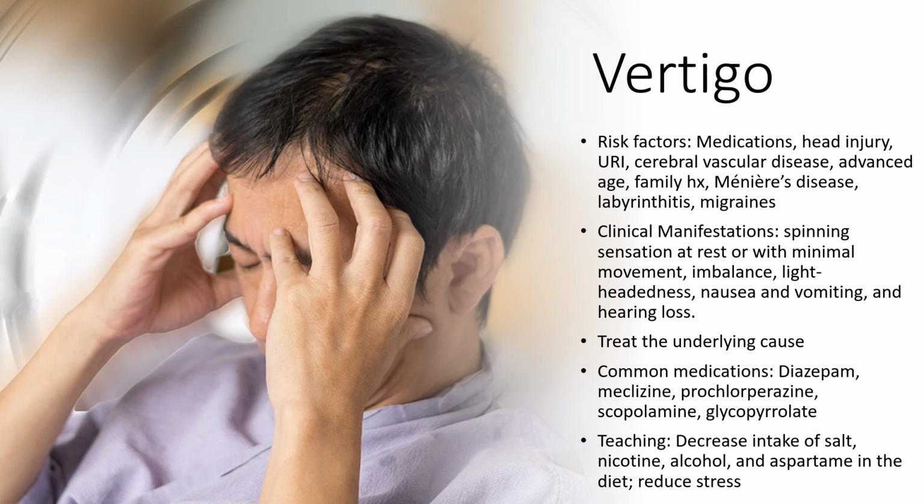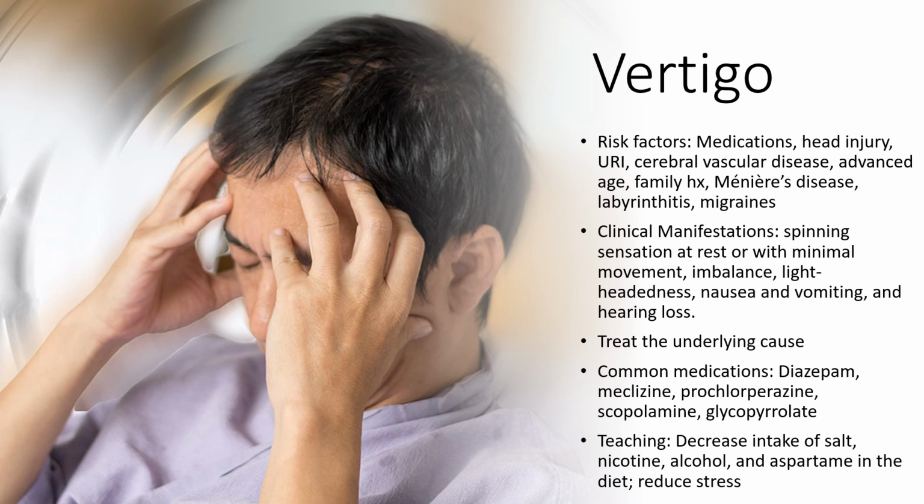Again, with treating the underlying cause, common medications used to treat this are diazepam, meclizine, prochlorperazine, scopolamine, and glycopyrrolate. We want to teach our patient to decrease their intake of salt, nicotine, alcohol, and aspartame in their diet. We want them to reduce stress. So some safety considerations with these patients: if they have a loss of balance, they're high risk for falls. So we want to ensure that the environment's clutter-free. If they need an assistive device like a cane or a walker, that they have it to help steady them.